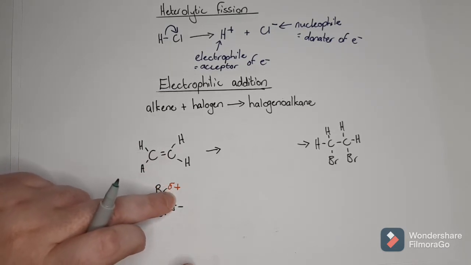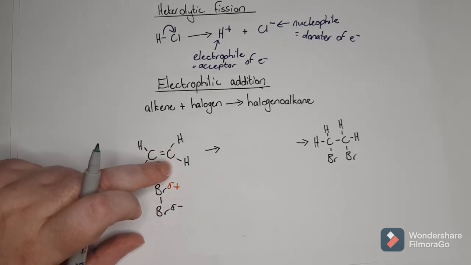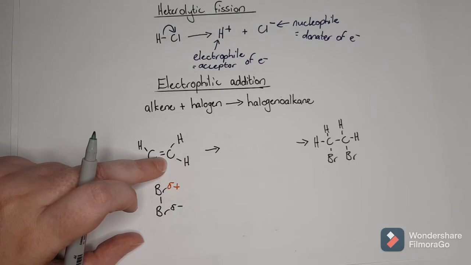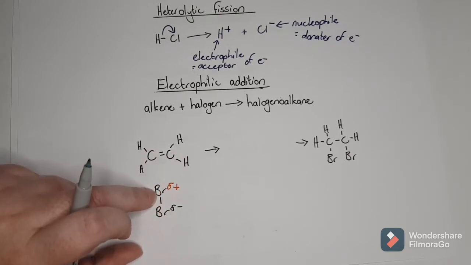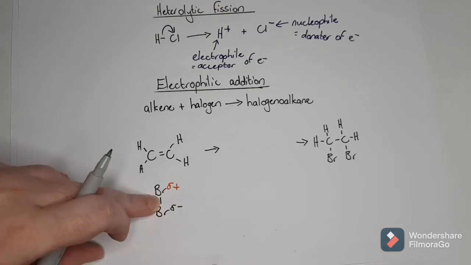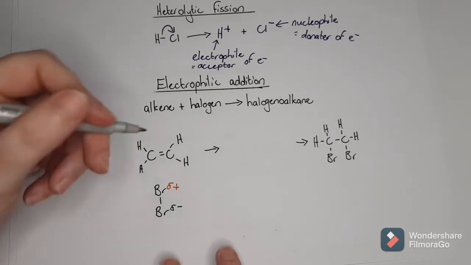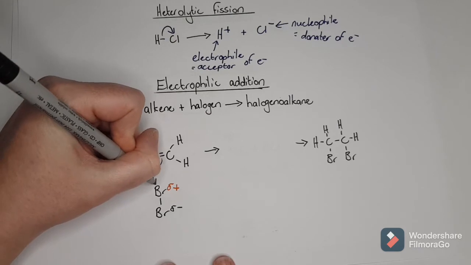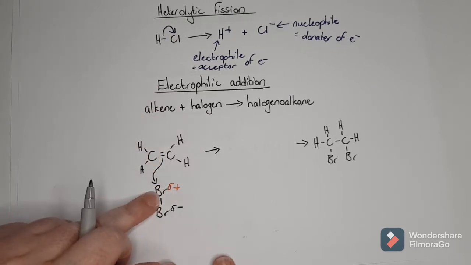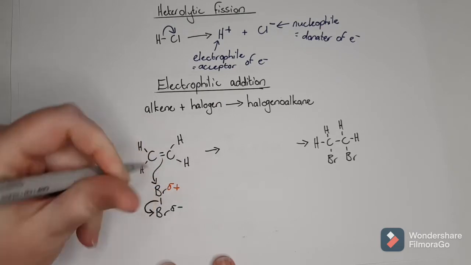So now this positive bromine can take electrons from that double bond, and this negative bromine can take electrons from the bond between the bromines. So we represent that with arrows in the direction that the electrons go. So they go from this double bond to this bromine, and from this bromine bond to that one that we wrote negative.